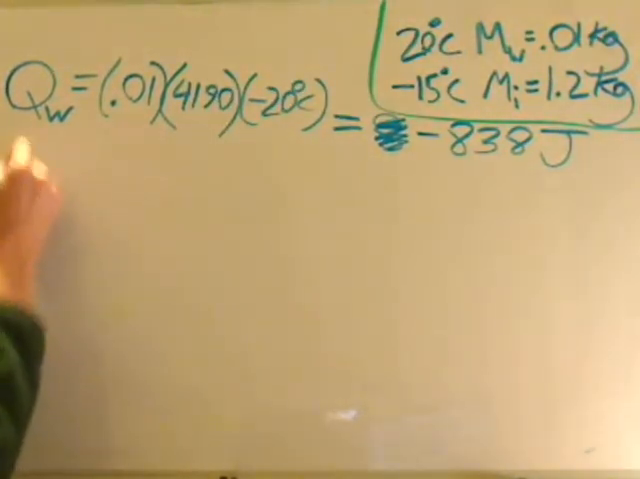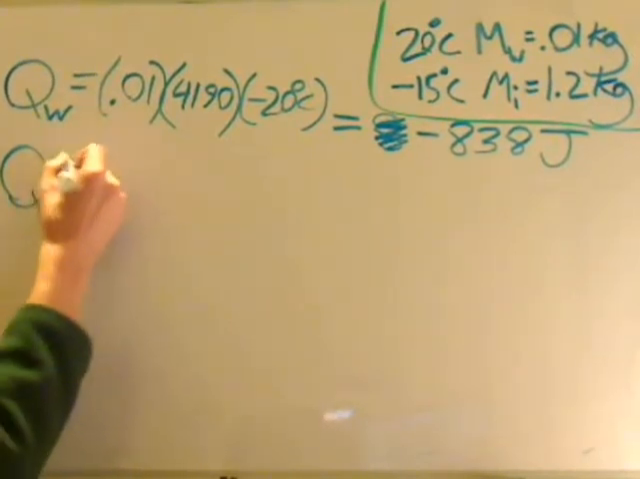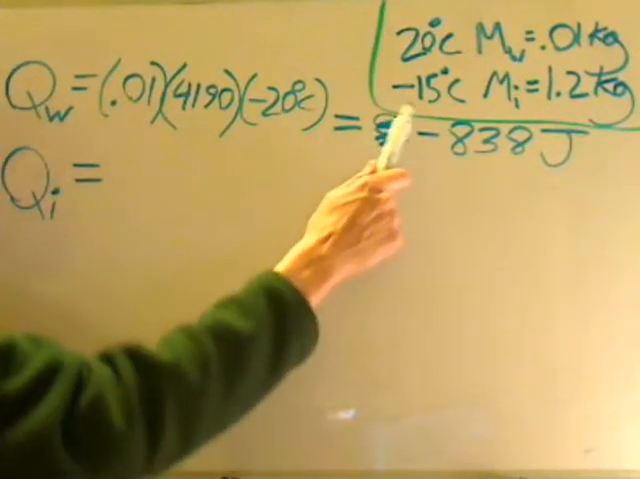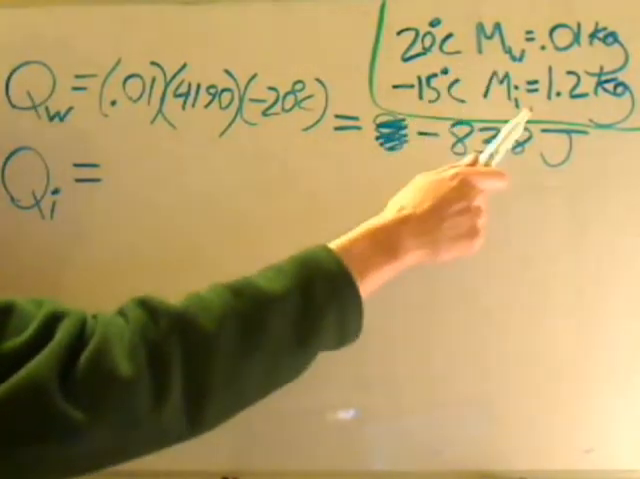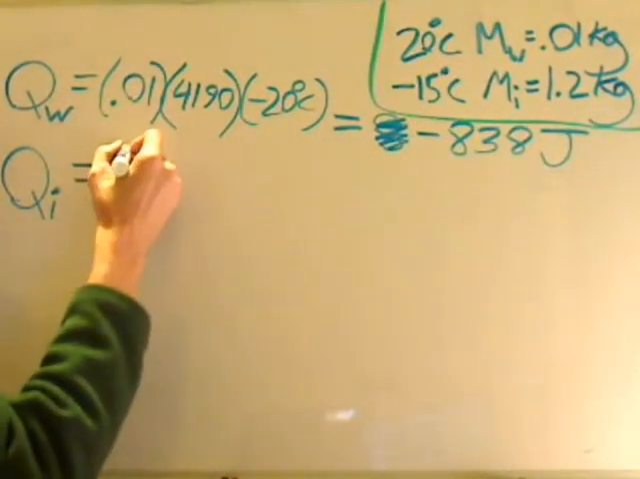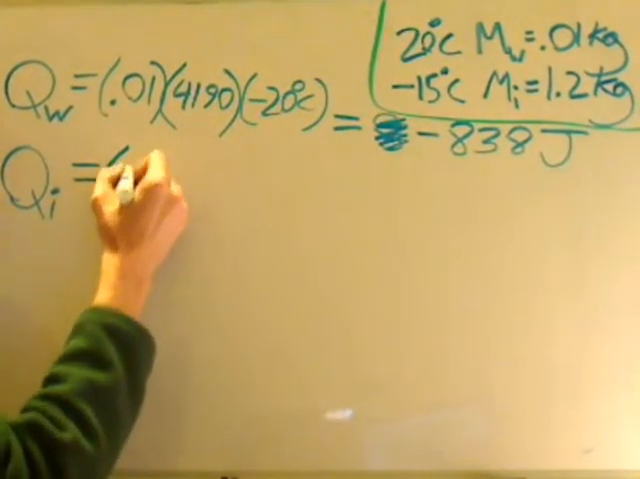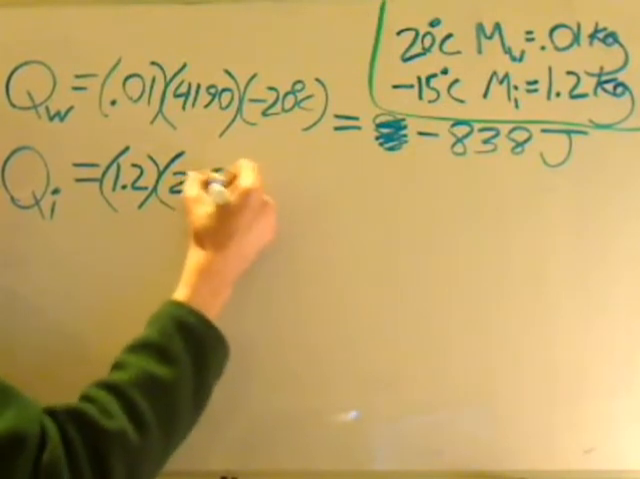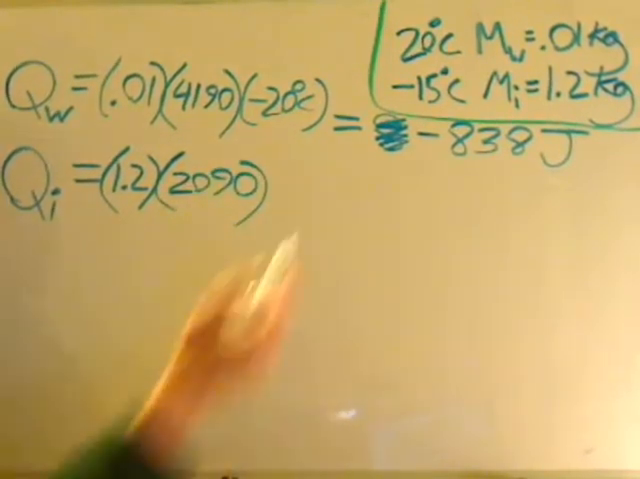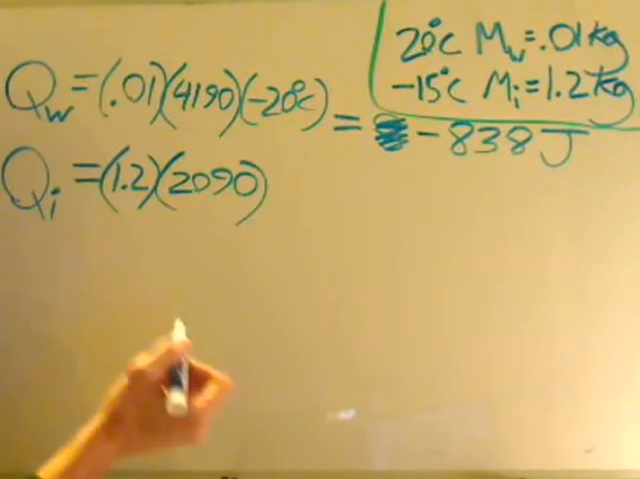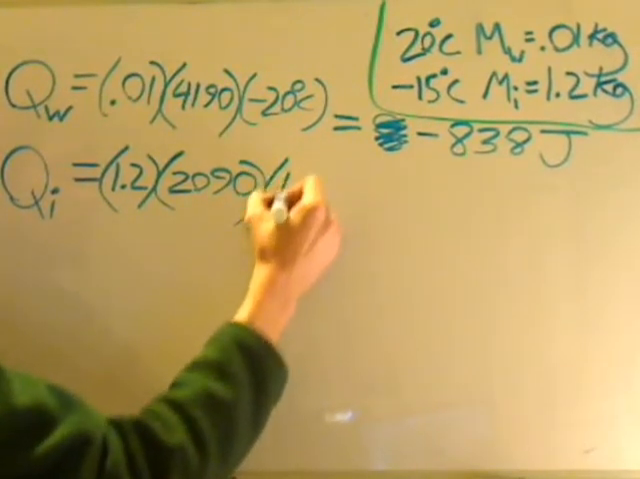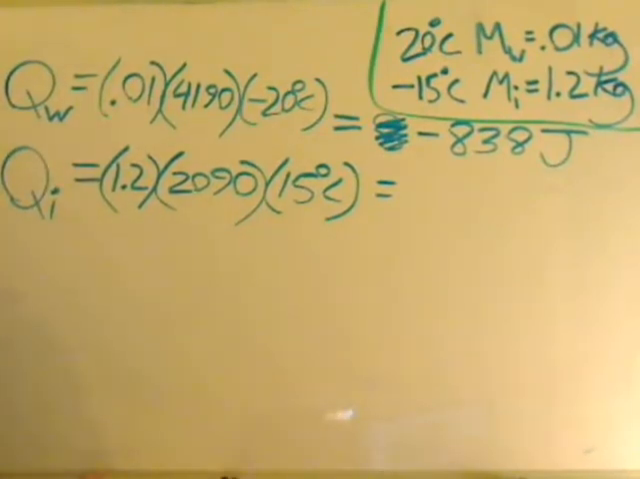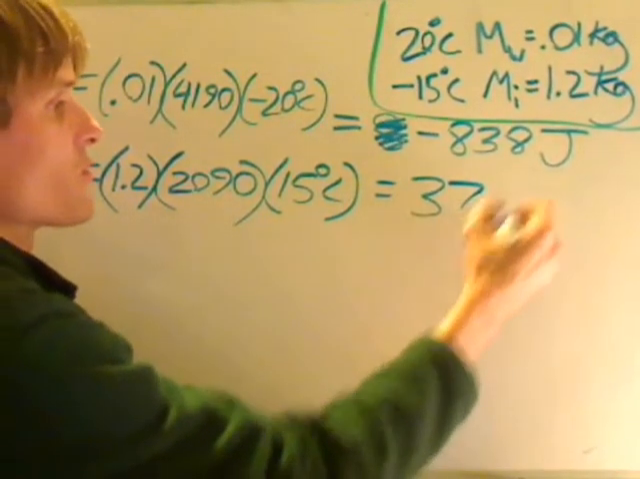Now what about the ice? What is the heat that has to be added to the ice to have it warm from minus 15 to 0? Well, we have 1.2 kilograms. The specific heat of ice is 2090. And it goes through a temperature change, it warms 15 degrees. So that number is 37,600 joules.